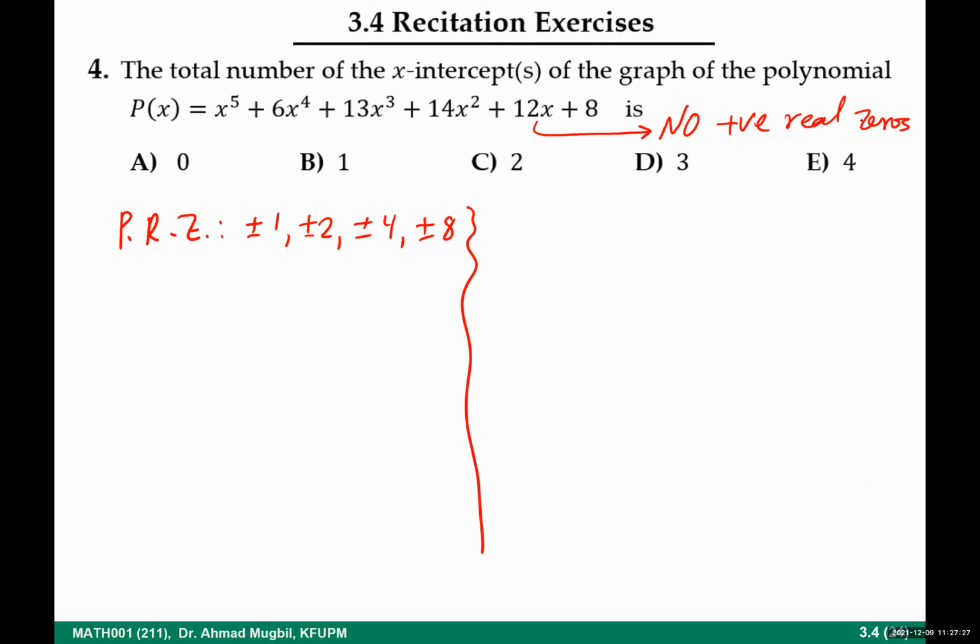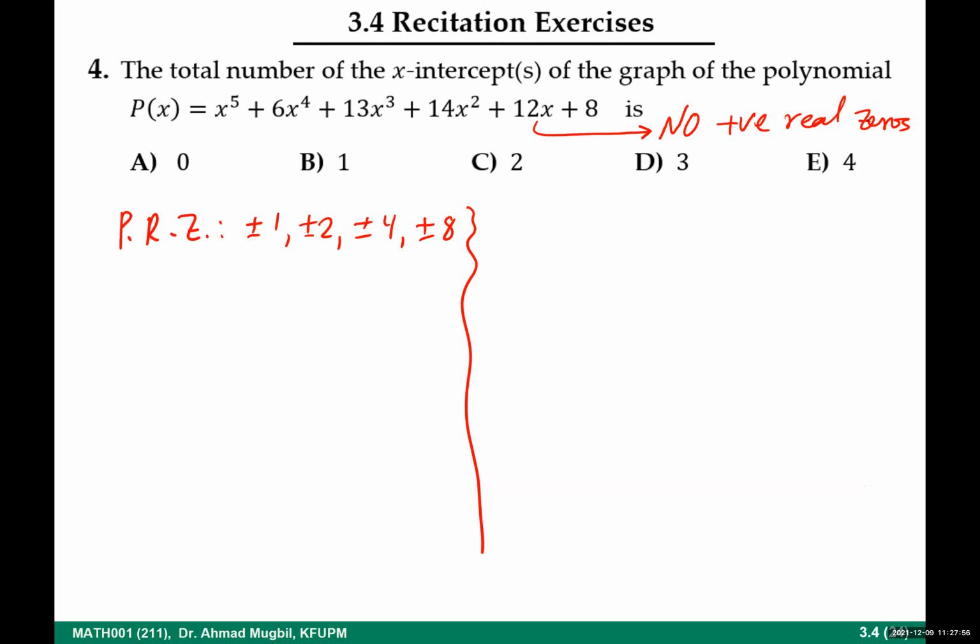For the graph, what does that mean? There are no positive real zeros. So if you look at the graph, what will happen when we say no positive real zeros? There is no x-intercept when x is greater than or equal to 0. On the right of 0, on the positive part of the x-axis, there is no x-intercept. It might be in the first quadrant, but the x-intercept will not be.